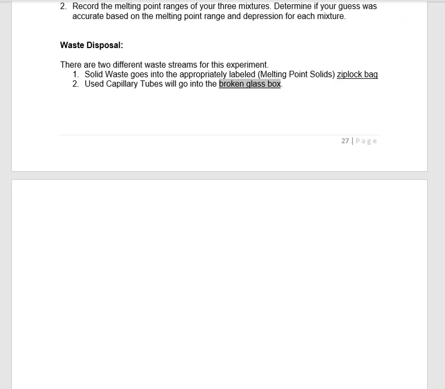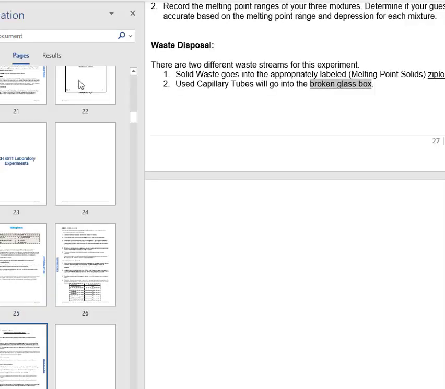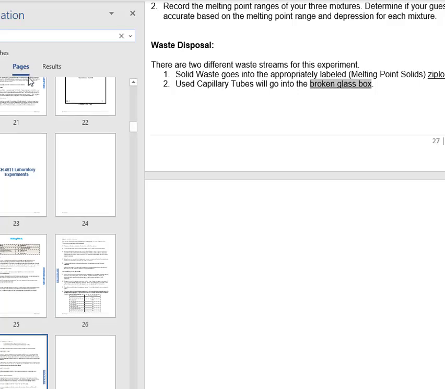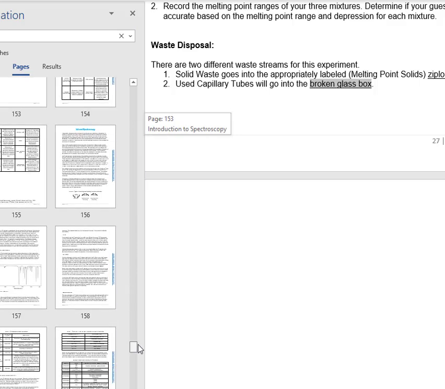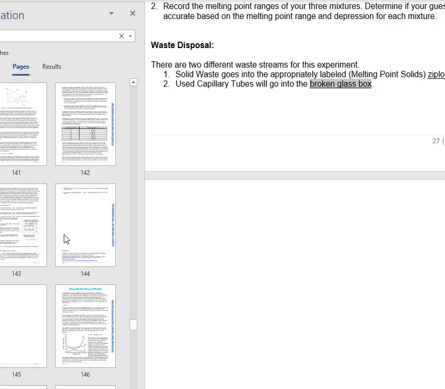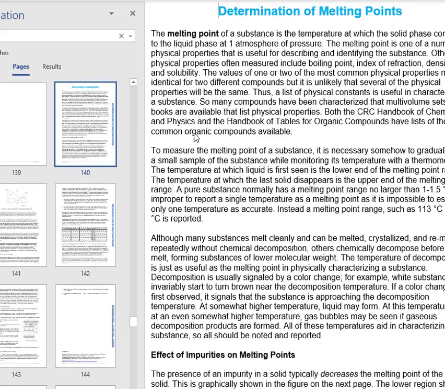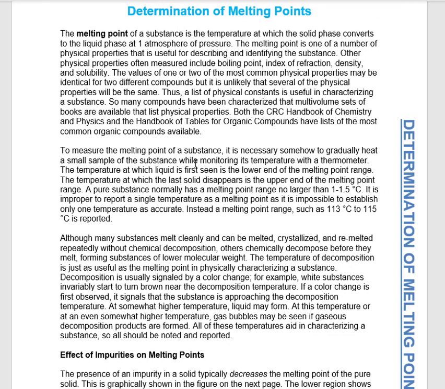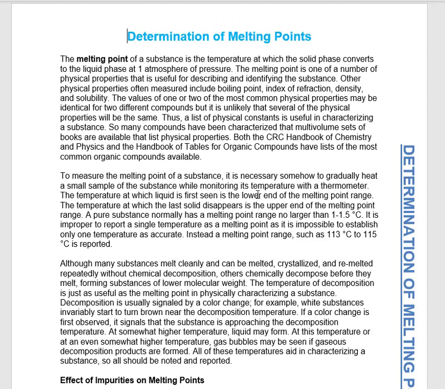Okay, now, with that, to understand what's going on here, we need to discuss a little bit about technique. So, not only do you need to go through and look at the experiment for melting point, you need to also jump in the appendix to determination of melting points. All right, and so all of this goes a little bit more in detail about melting points.